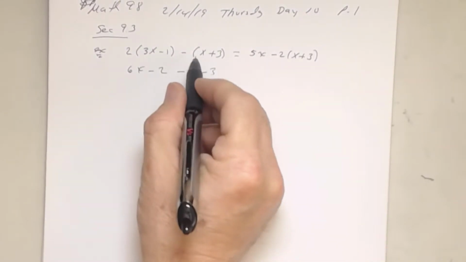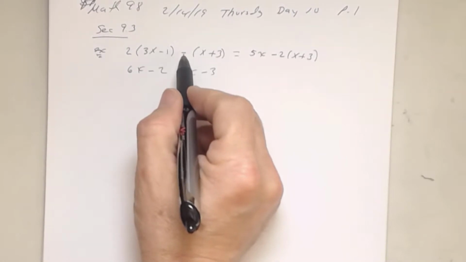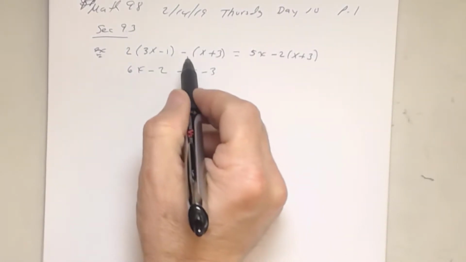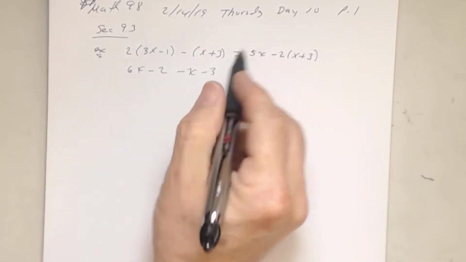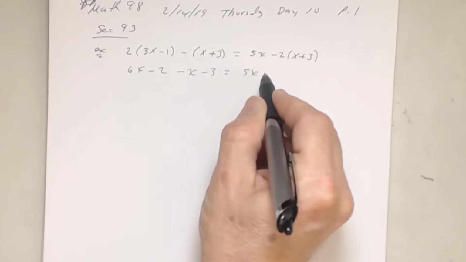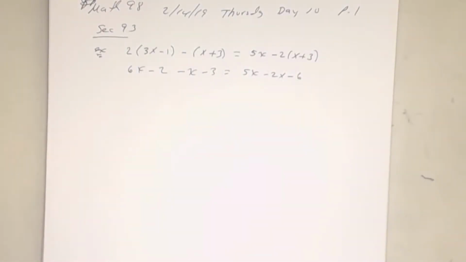Minus 3 because, hold on. Remember there's no number that's understood to be a 1. So in this case you would be distributing a negative 1. So negative 1 times x is negative x. Negative 1 times 3 is a negative 3. Equal? Then what'd you write over here? 5x minus 2x minus 6. Very good. All right, so that's what all of you needed to have shown.